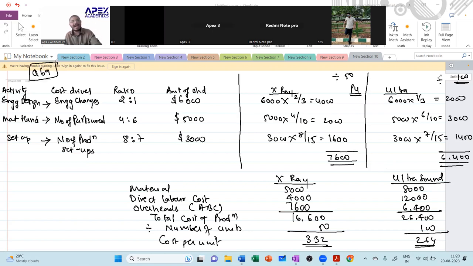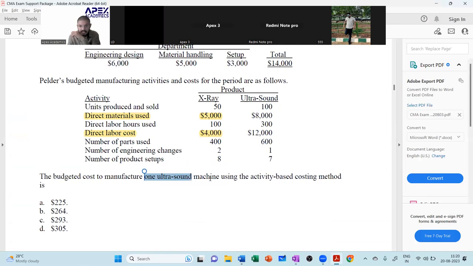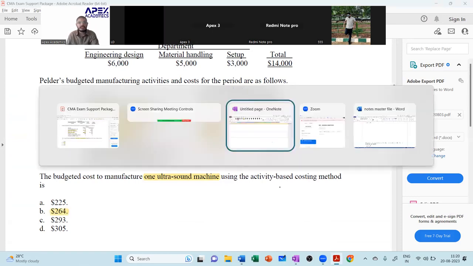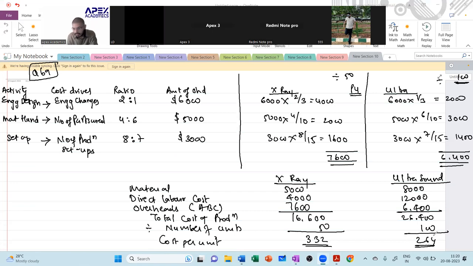Now, what are they asking you in this question? I have analyzed the whole question for you. The budgeted cost to manufacture one ultrasound machine using activity-based costing is how much? Your answer is 264. How 264? Didn't we just calculate 264? Here you go, one ultrasound machine, option number B on your question number 69.